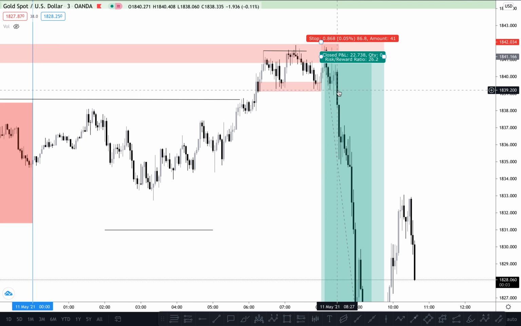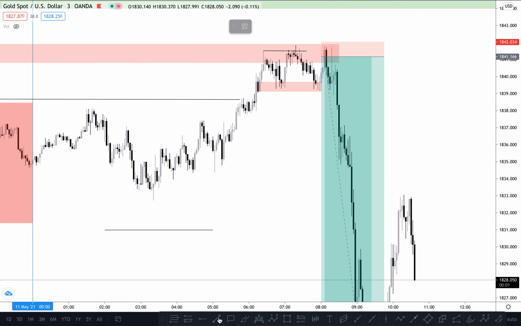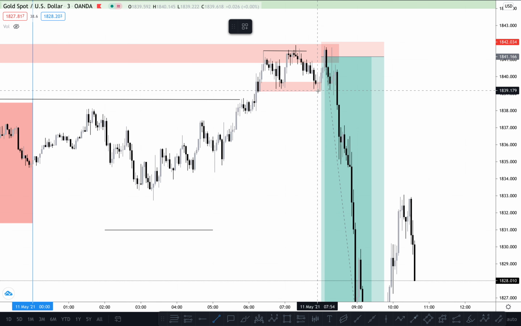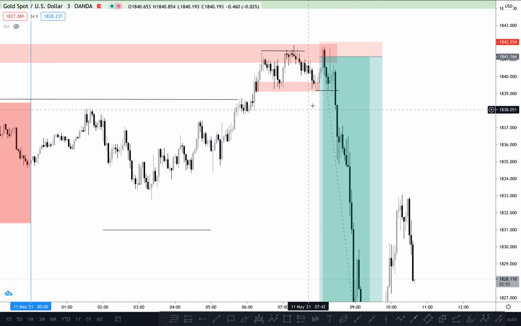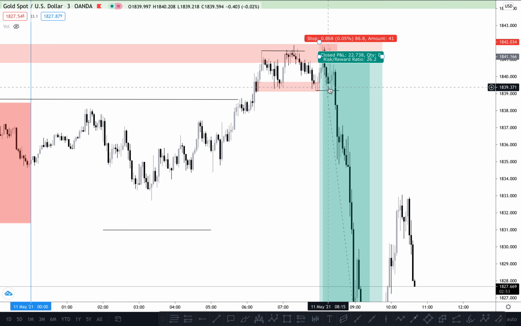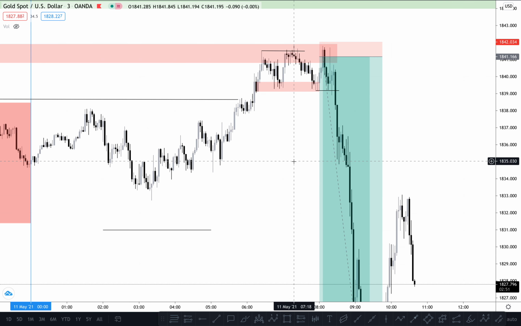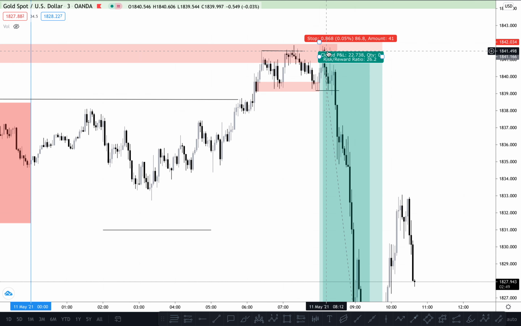But check what happened on this zone here. Do you see here we have a break of this zone? This is a break. So this is what happened here. We have this break on this zone. Then I took my entry. I took my entry here.